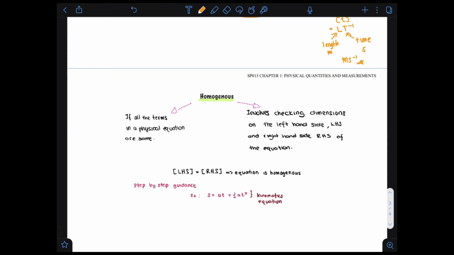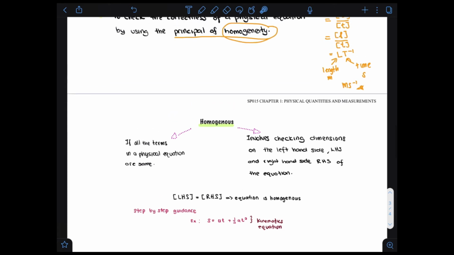Alright, okay, homogeneous. When we are talking about homogeneous, basically what we are trying to do here is, a physical equation is said to be homogeneous if the dimension of all the terms in the physical equation are the same. Okay, kalau semua term dalam sesuatu physical equation adalah sama, kita panggil dia homogeneous. Alright, and to check the homogeneity, it actually involves checking the dimension on the left hand side LHS and the right hand side RHS of the equation.